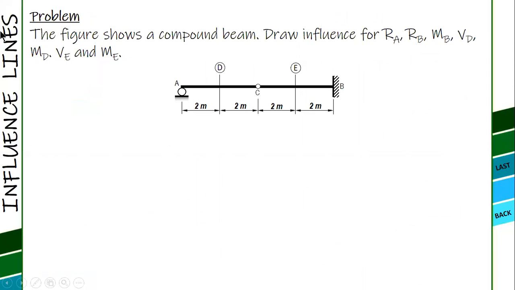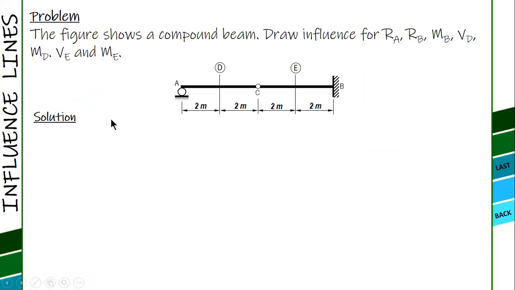Last one. The figure shows a compound beam. Draw influence lines for RA, RB, MB, shear sa D, moment sa D, shear sa E, and moment sa E. Okay?